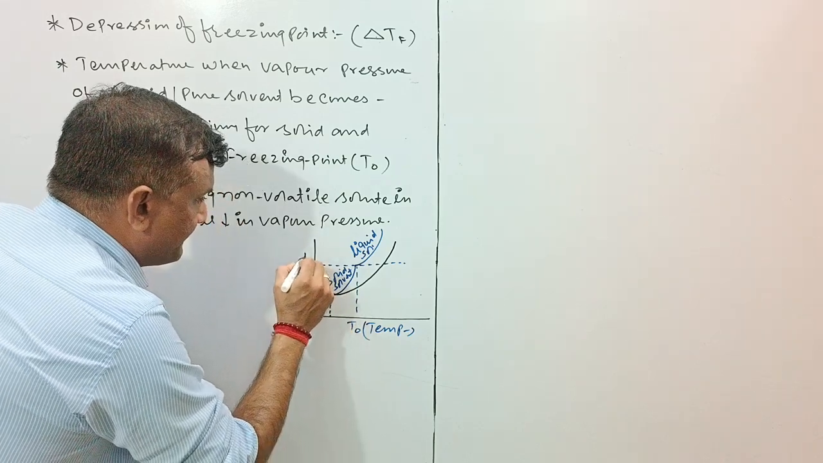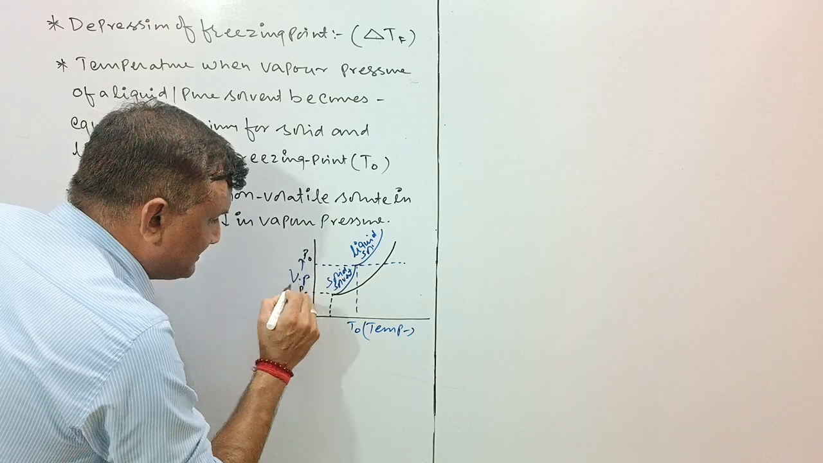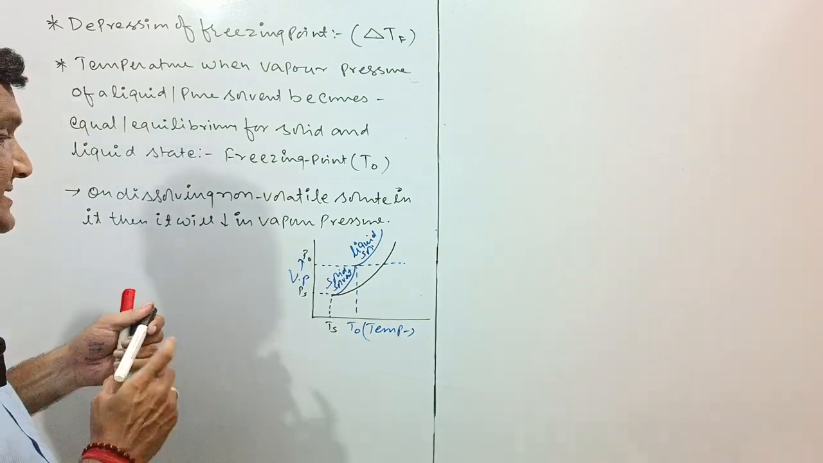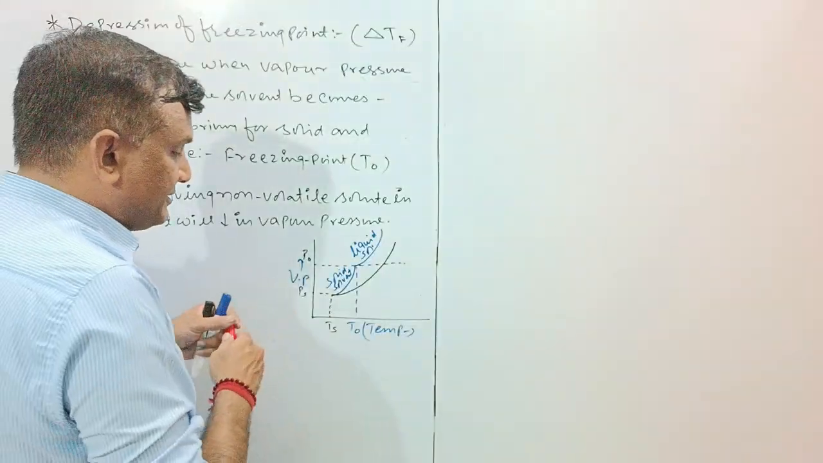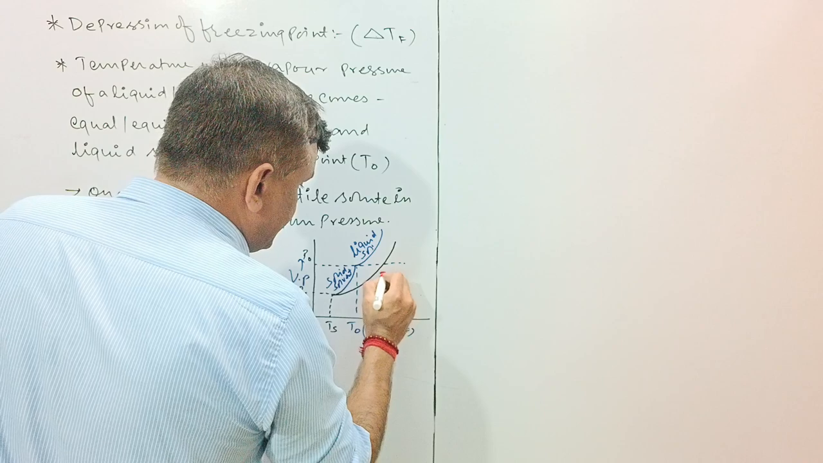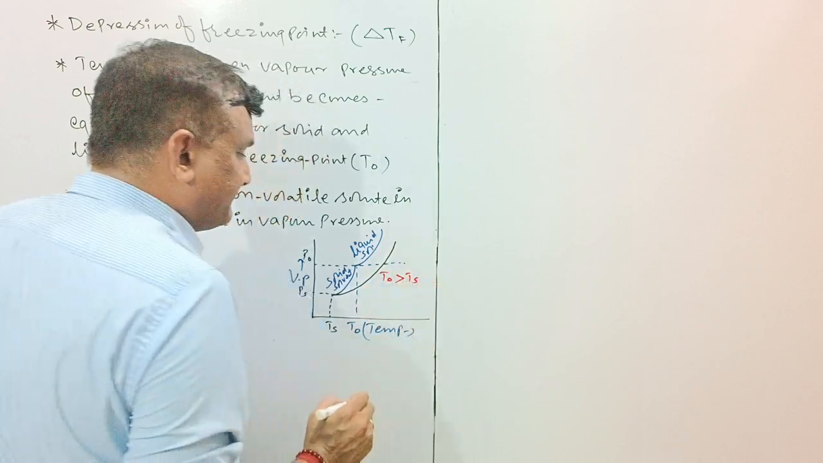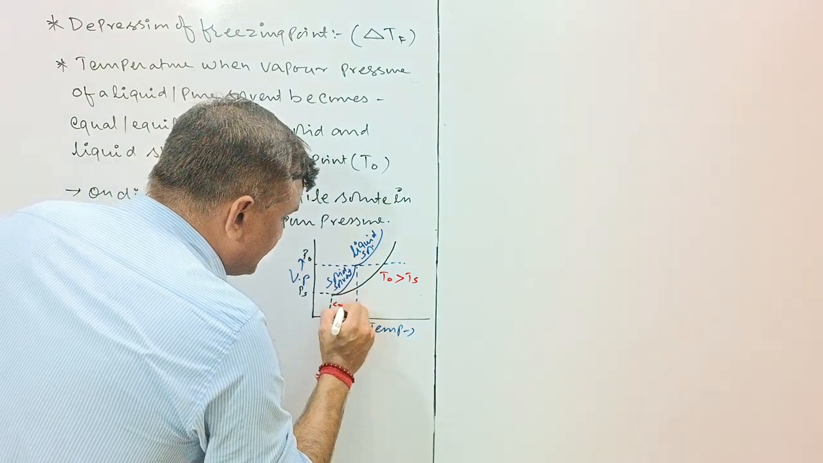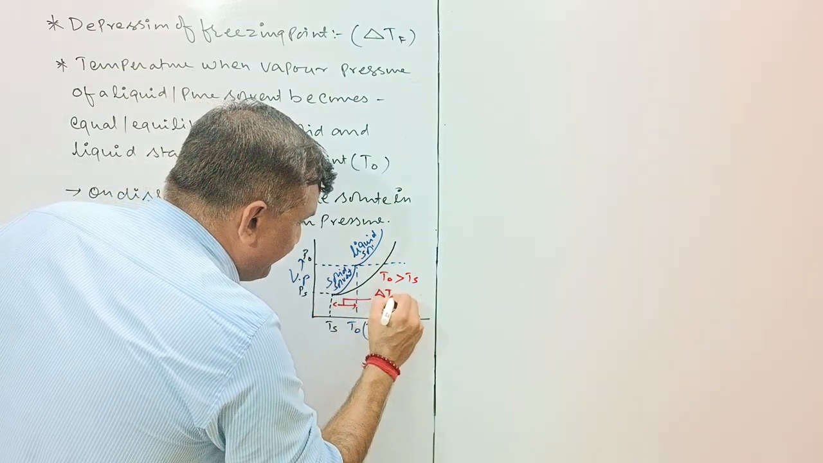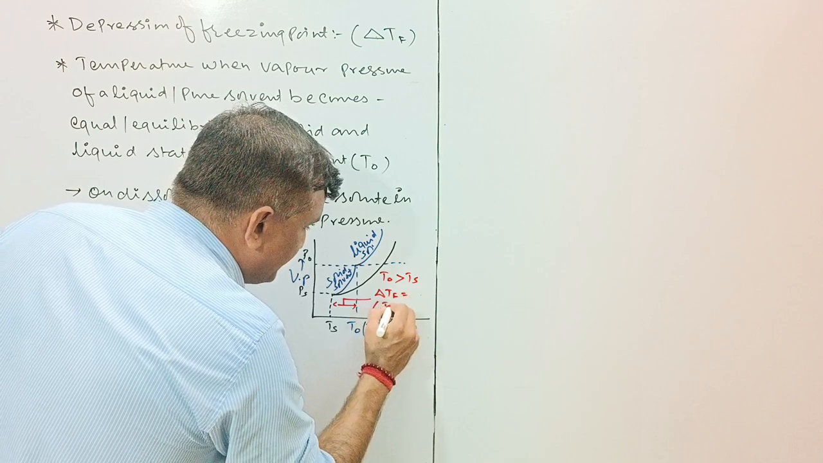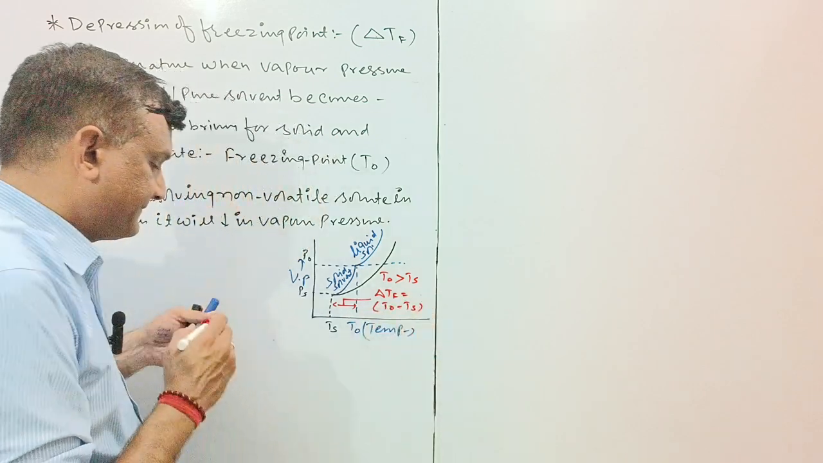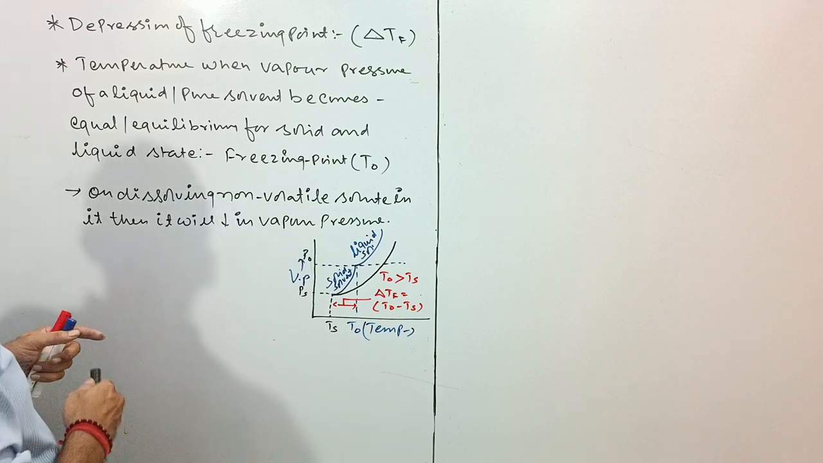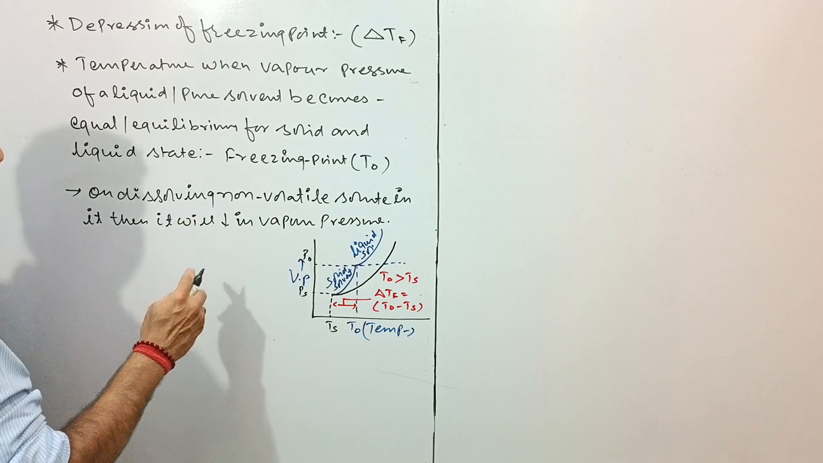This is P naught, this is PS, the vapor pressure of the solution. This is T naught and this is TS. You can see here T naught is larger than TS, meaning the solution freezes at a lower temperature. This difference is del TF, that equals T naught minus TS. On dissolving a non-volatile solute, the vapor pressure decreases.